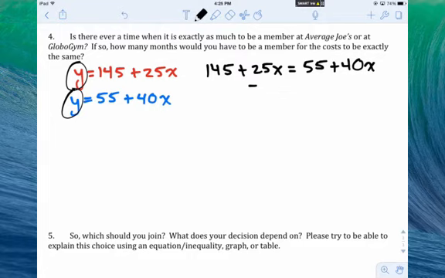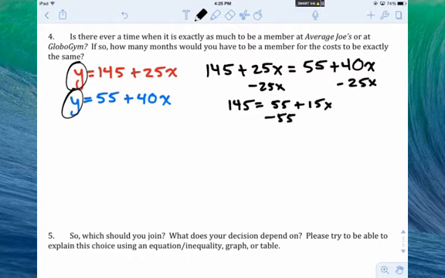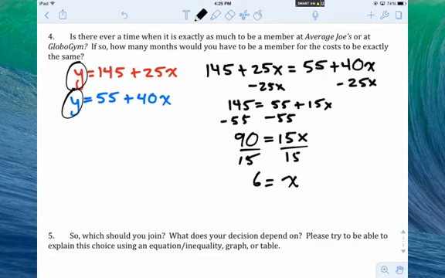So I'm going to subtract 25x from both sides, and we've got 145 equals 55 plus 15x. Let's subtract 55 from both sides, and we've got 90 equals 15 times x. Dividing both sides by 15 yields, ooh, a nice round integer, 6.